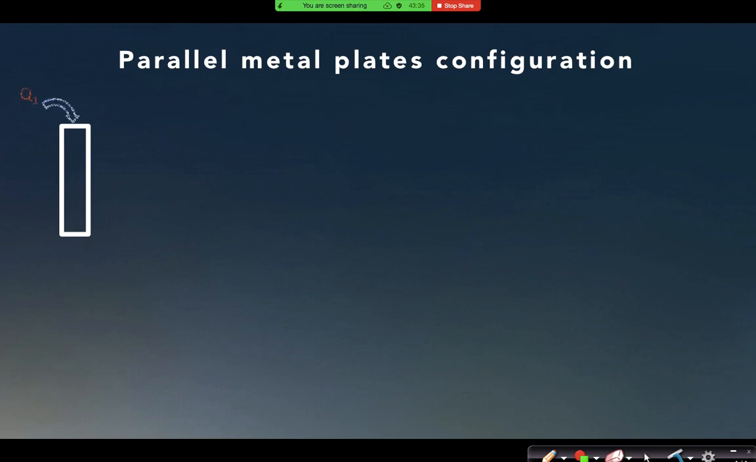Suppose there is a plate and I put a charge q1 on that plate. As soon as I put that charge q1, can you tell me what will be the charge distribution on the two surfaces of the plate? Will they be equal or unequal? Q by 2, Q by 2. They will be equally distributed. And what is the reason behind that?